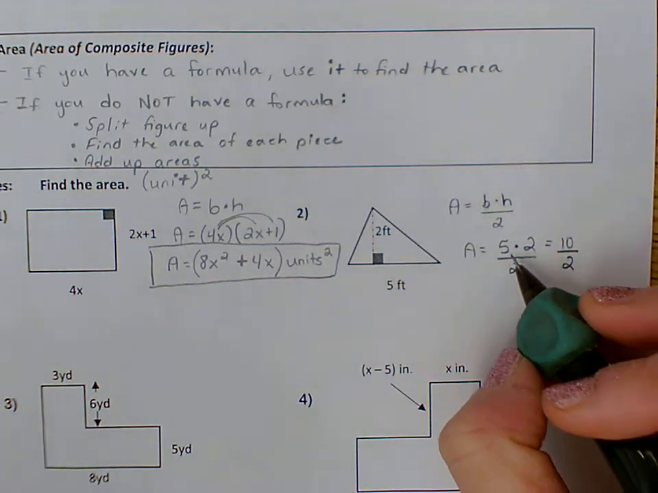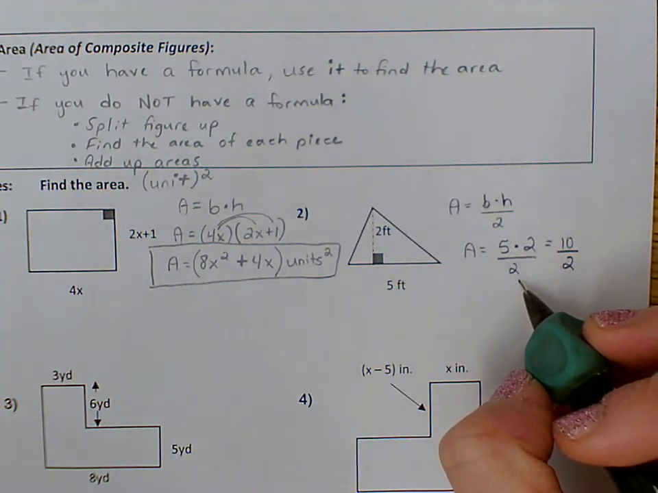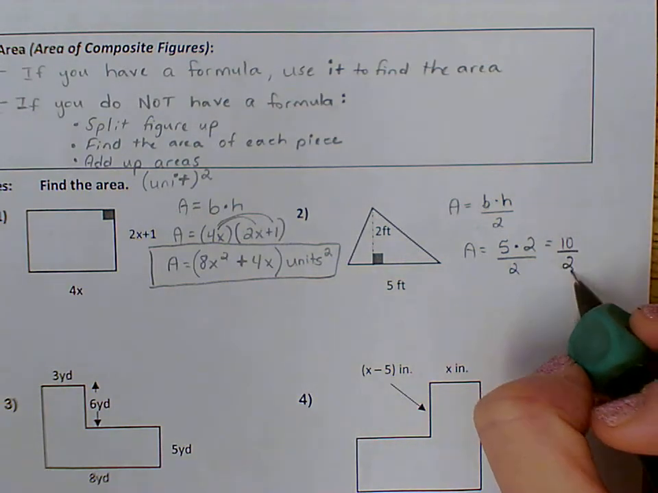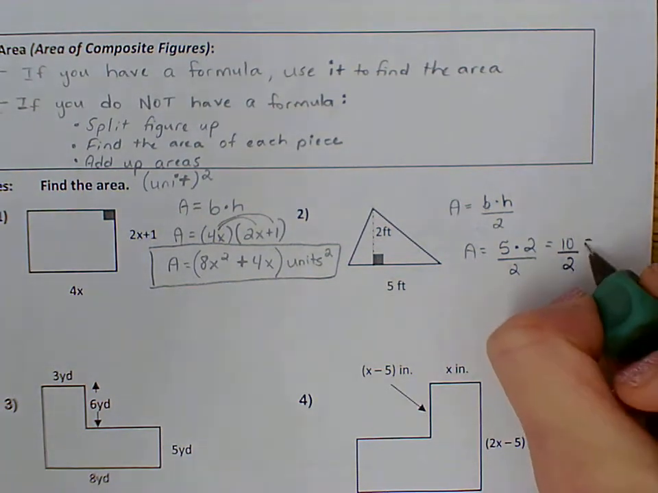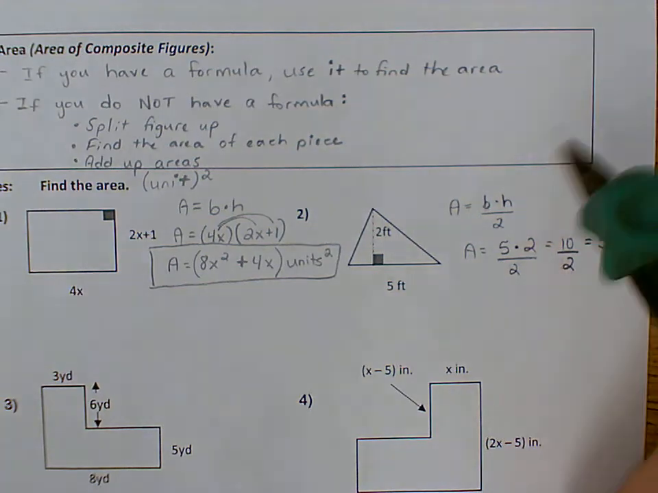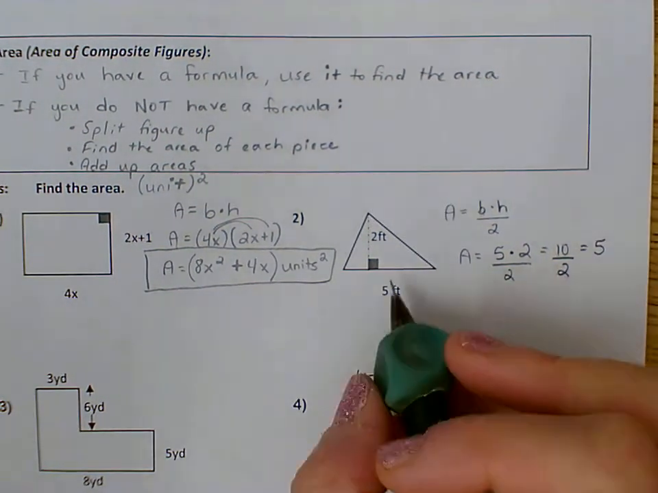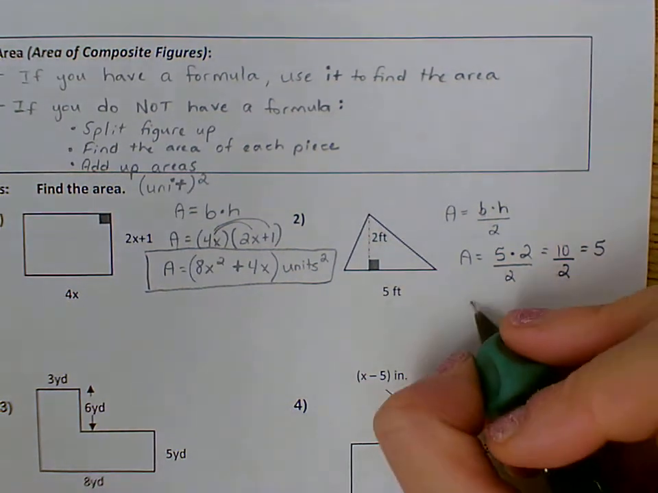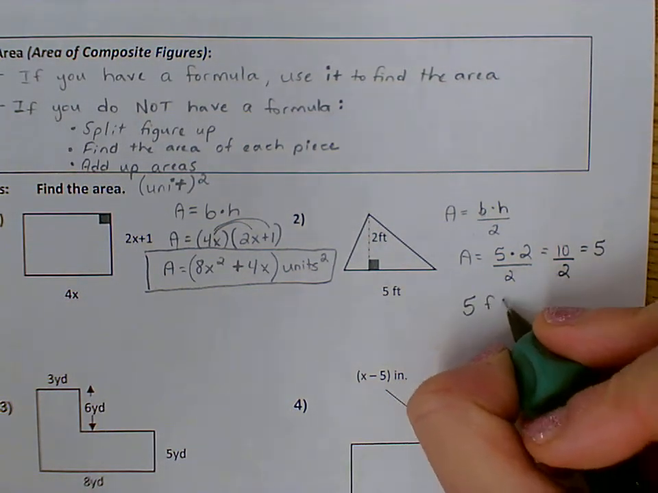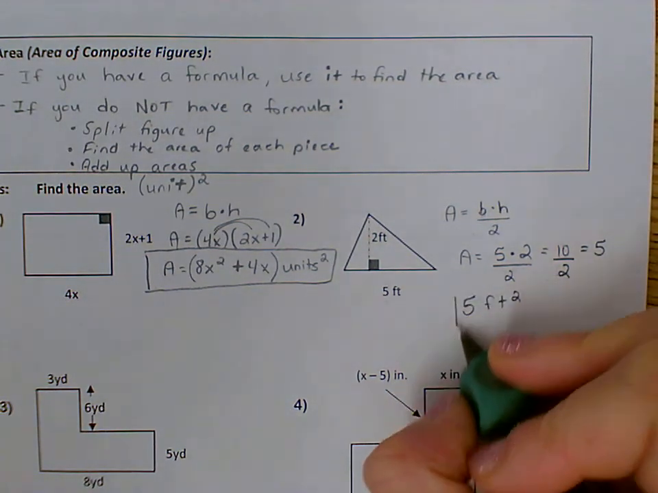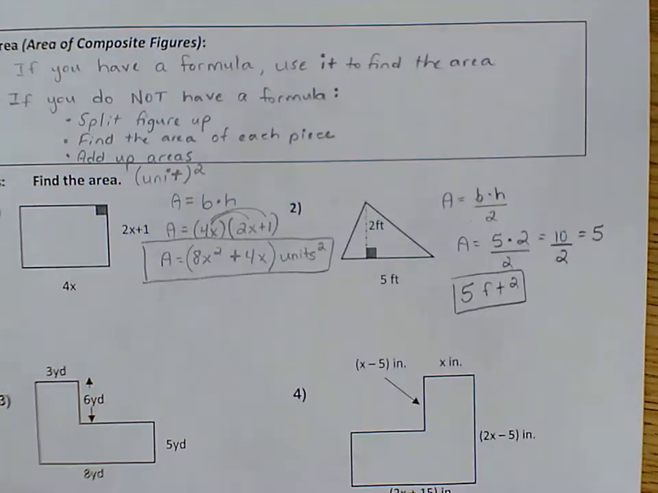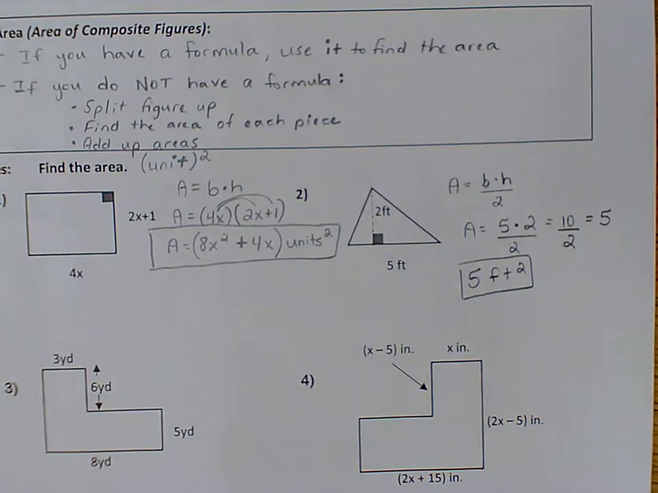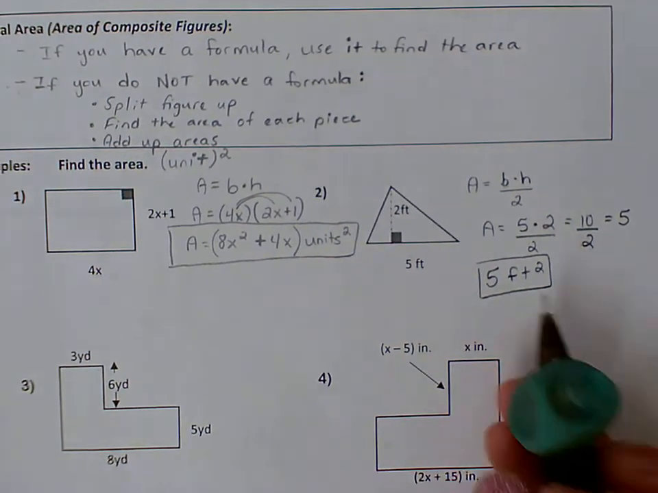And so, base times height divided by 2. And all I did is I took 5 times 2, and then I just brought my 2 over. And then 10 divided by 2 ends up being 5, okay? And now we actually do have units here. And so the area would be, it takes 5 square feet to cover that triangle. So it'd be 5 square feet, okay? So that one was kind of an easy one because it had a formula, okay?